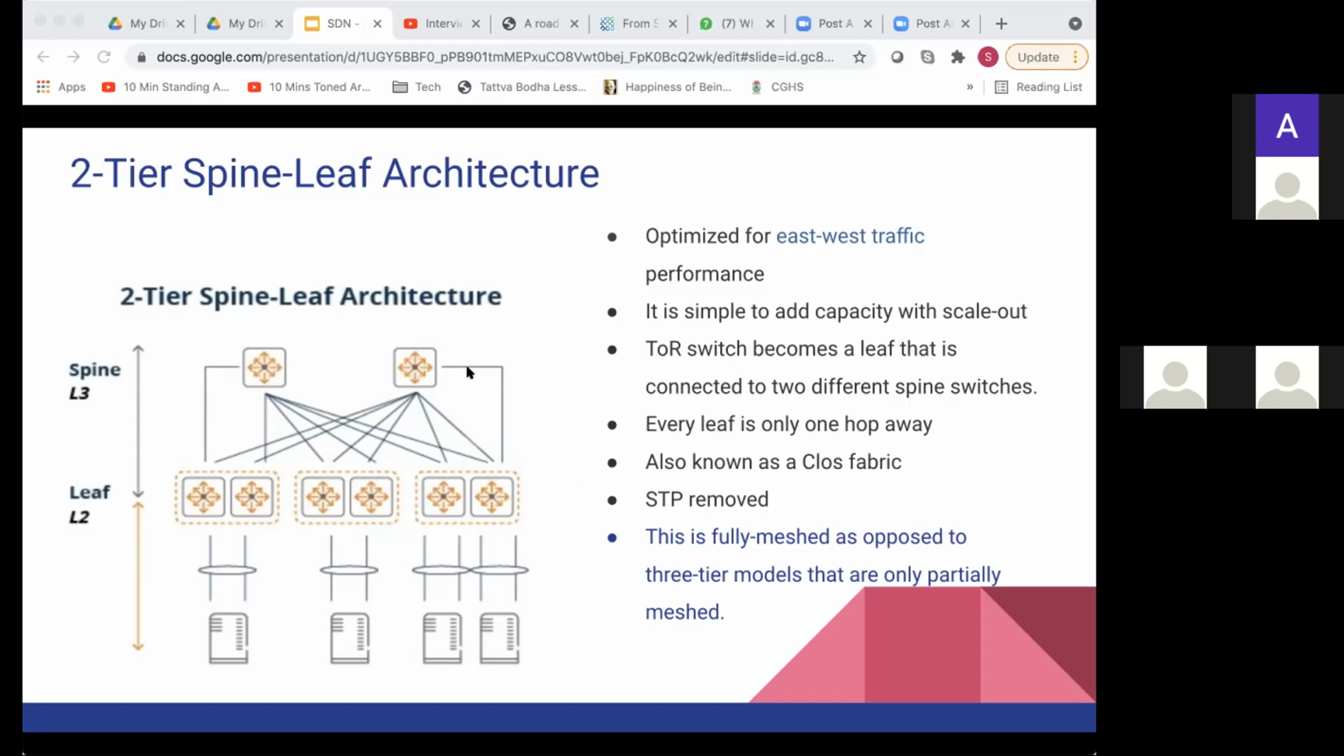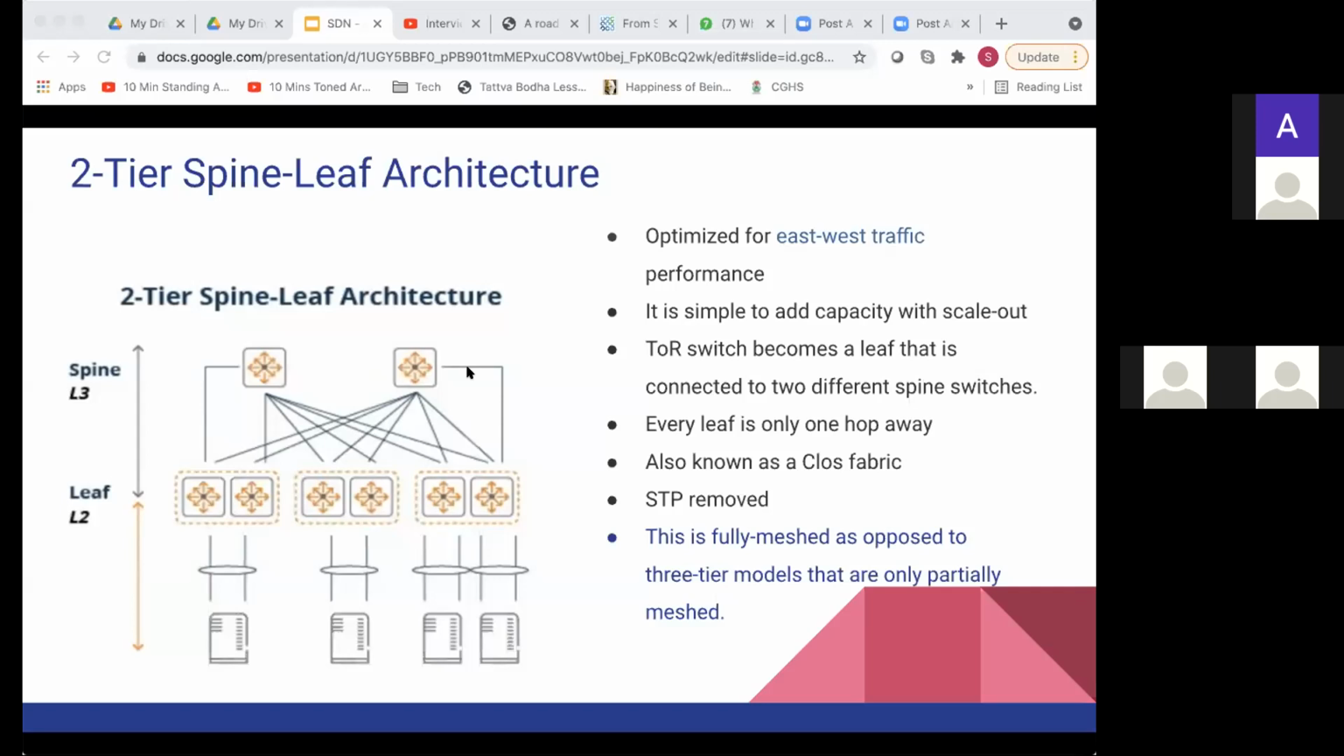There was this person called Charles Clos. CLOS is how I remember all the Juniper folks saying it, so I say CLOS, but it's a name, so it must be Clos. So Charles Clos was the one that theoretically drew a performance model for a fully meshed interconnection. And since it was fully interconnected, a mesh, it was called the CLOS fabric.